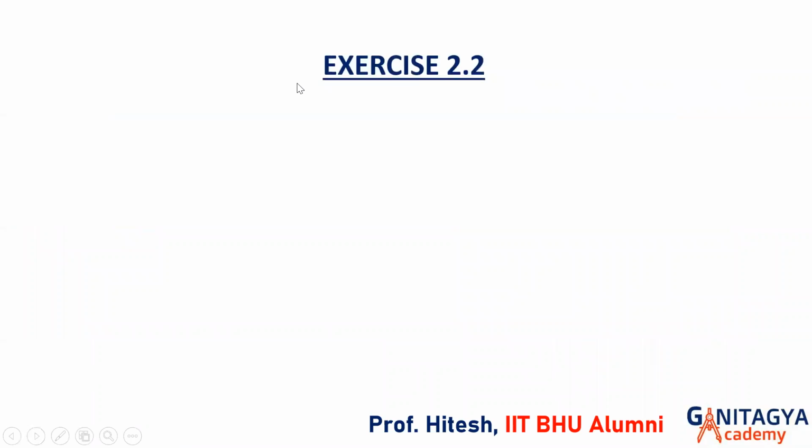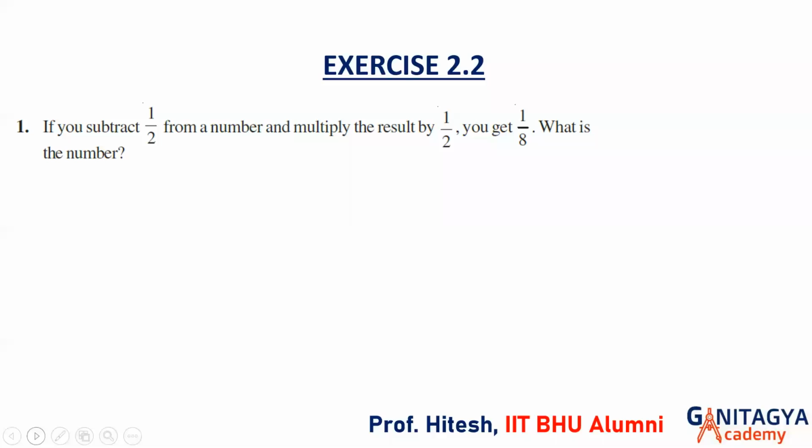So now Exercise 2.2, NCERT Class 8. So the first question is, if you subtract 1 by 2 from a number and multiply the result by 1 by 2, you will get 1 by 8. What is the number? Very easy question. Please solve it and let me know the steps. Try to solve it. Okay. First of all, write down with me.